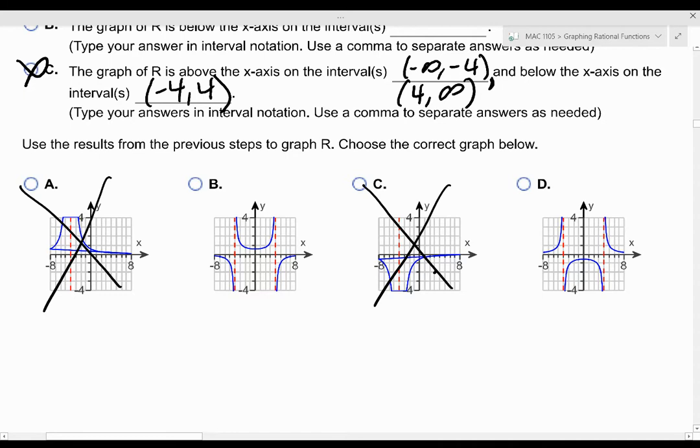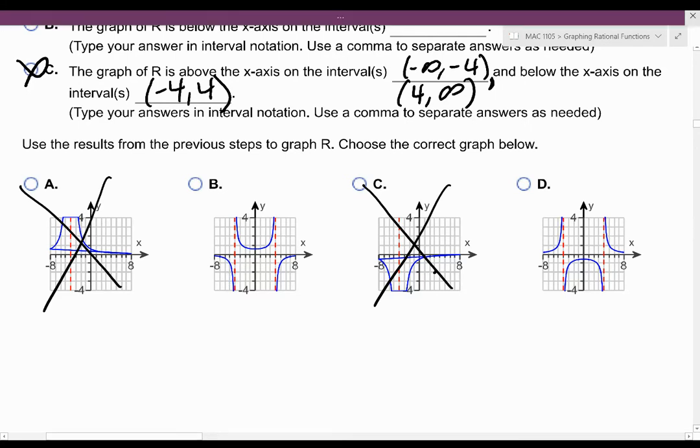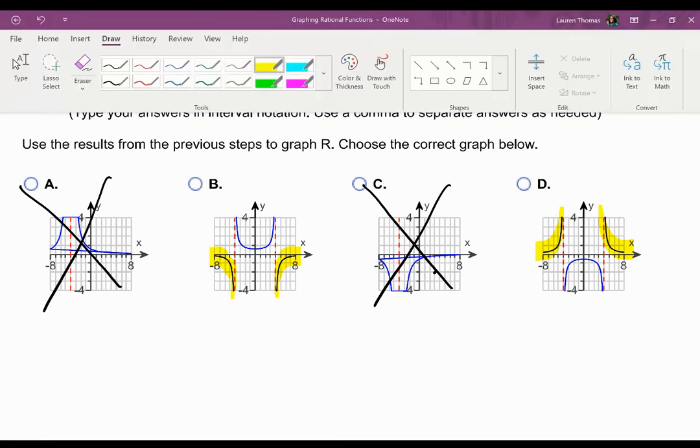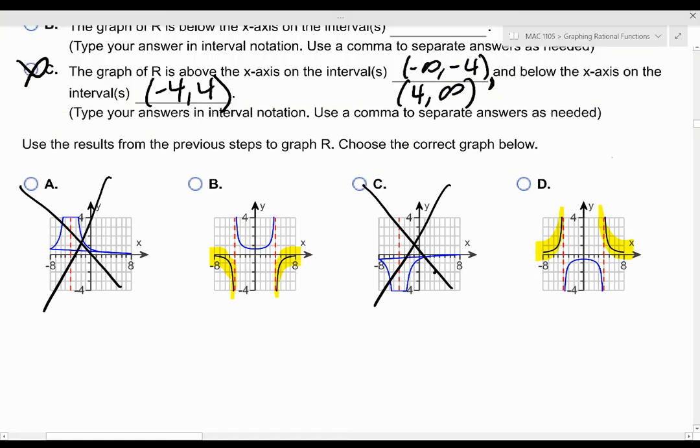And we just said that the graph should be above the x-axis between -infinity and -4 and 4 to +infinity. Do you see how this function is below? Let me change the color for you. On this first graph, the function is below the x-axis on those two intervals, but we said that it should be above. It should look like how D is looking. So our right answer for our problem is D. Awesome, I hope this helps.